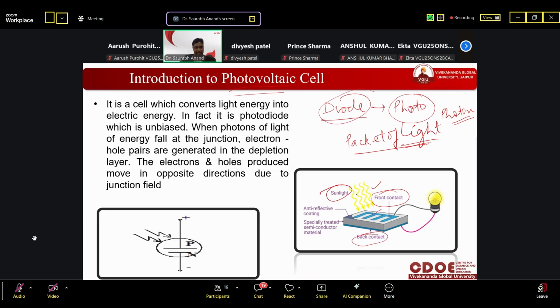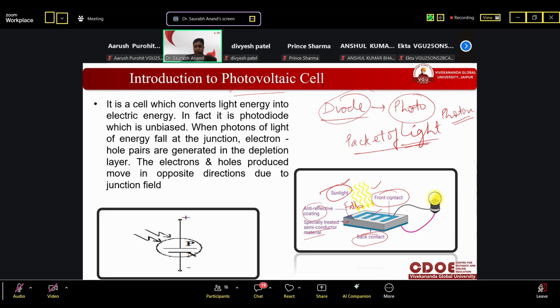So whenever the light falls on this material, this material is the semiconductor material. It has an anti-reflective coating. Why is it anti-reflecting? Because if reflection is there, then whenever the light falls on it, it will be reflected back. It should be absorbed at the same time, not reflected. So whatever sunlight is falling should fall properly on the metal.